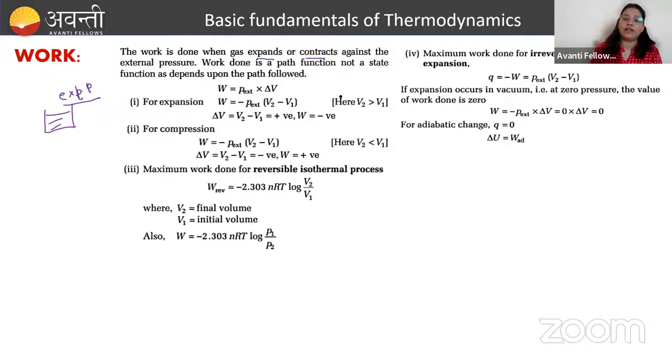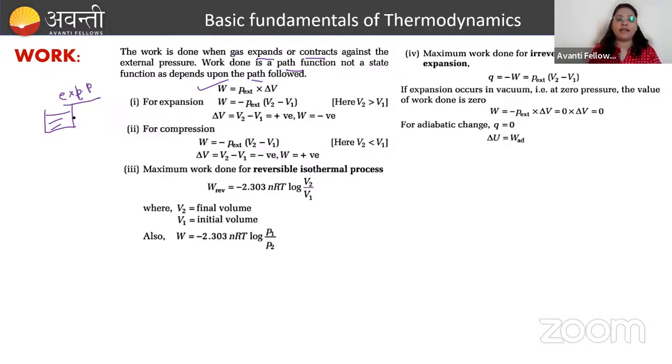So this work done depends upon the path of a given reaction. It doesn't depend upon the state function, as it depends upon the path followed. So when we need to calculate this work, how do we calculate it? By using a formula, W is equal to P external into delta V. What is delta V? Change in the volume for a given gas, whether the gas has been expanding or undergoing compression.